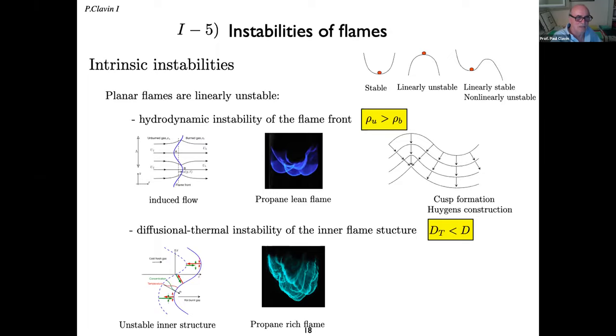This other instability of flame is due to the difference of diffusivity between heat and molecular diffusion of the limiting species. And this is going to give a quite different flame shape. As you see, on the bottom, you have a propane-rich flame, typically, which is yellow with a very cellular structure, while in the propane-lean flame, you have a blue flame, and the cells are much larger.